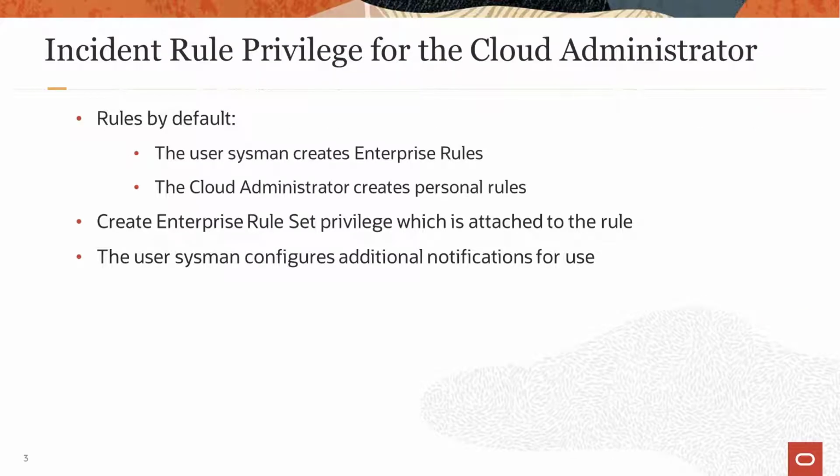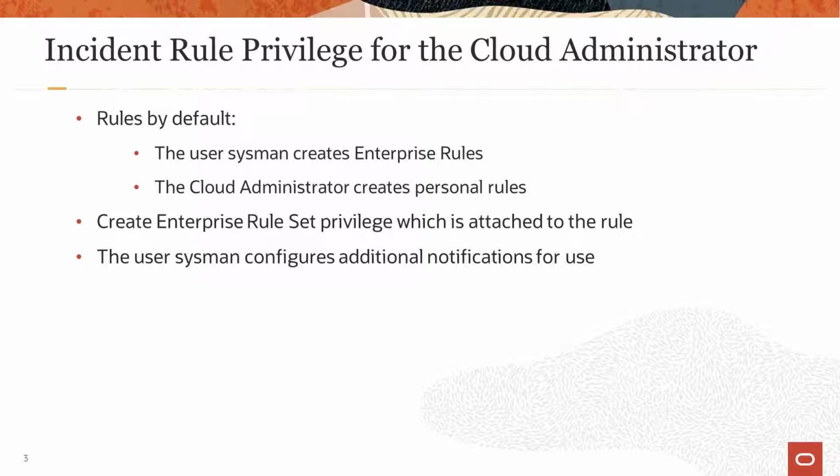As shown in the other two presentations mentioned in the opening, there are two sets of rules, the enterprise rules and the personal rules managed under the All My Rules interface. By default, only Sysman can create enterprise rules and has access to more than just emailing notification to the address associated with the Sysman user account. And the cloud administrator has permission only to set up a notification to send email to the address configured for the administrator. The Sysman user enables the resource privilege called Create Enterprise Rule Set to allow the cloud administrator to create an enterprise rule, which includes the additional notification options.